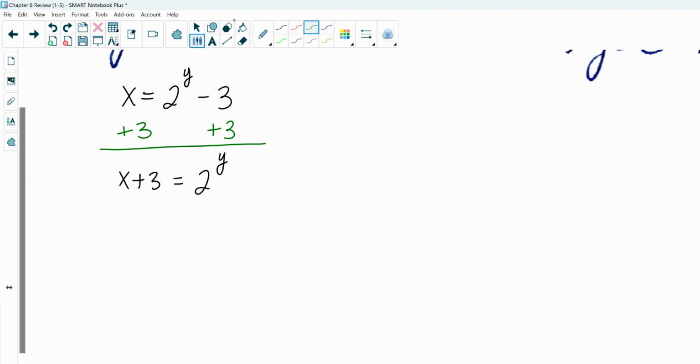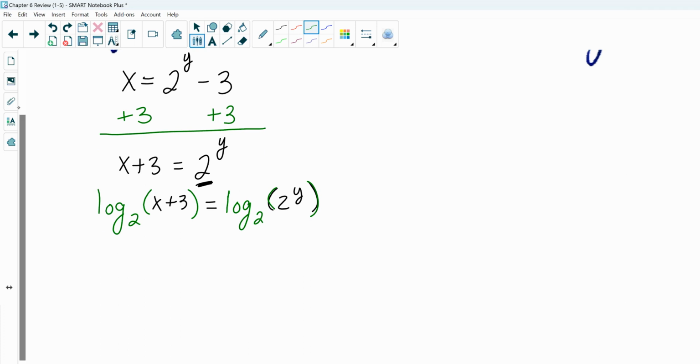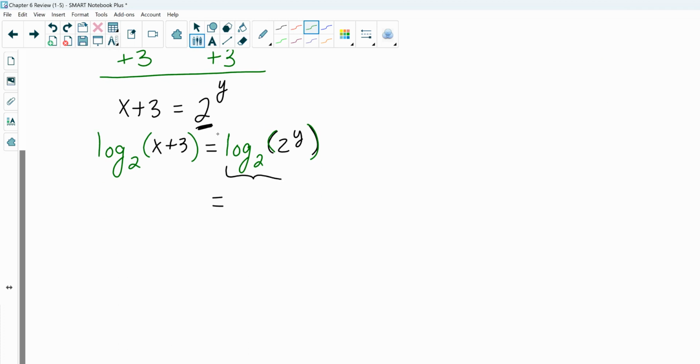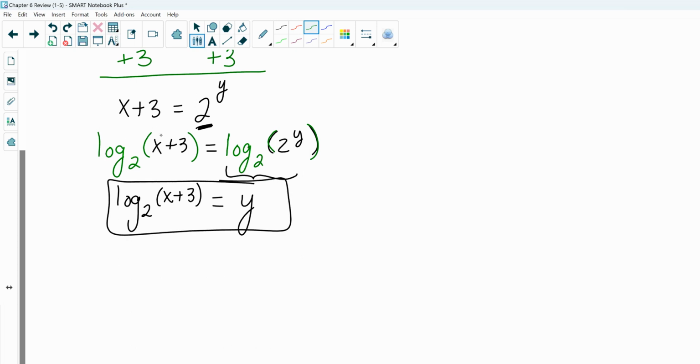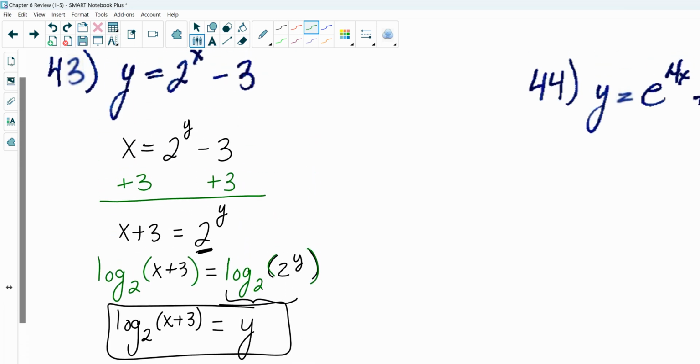Now that we have it in this form, we can do our switching. And we're going to pick 2 as our base because the base of the side with y is 2, which tells us that we have on the right-hand side log base 2 of 2 to the y, which is going to simplify to y. And our other side is log base 2 of x plus 3. And since y is by itself, we're done. That's all we have to do with this one.